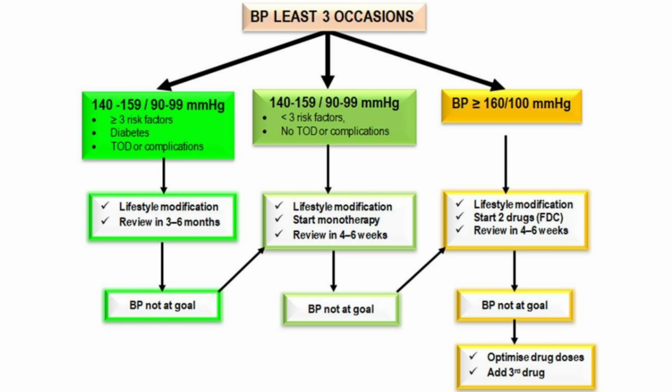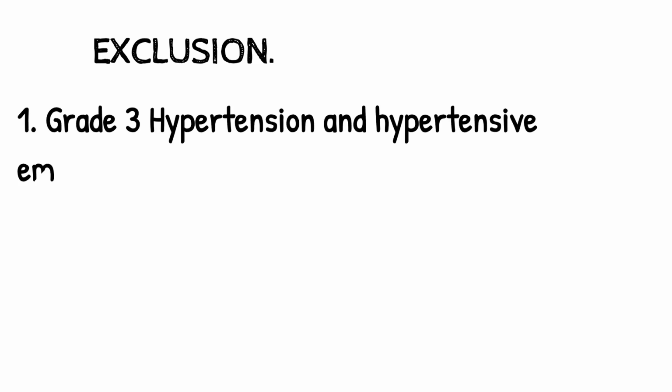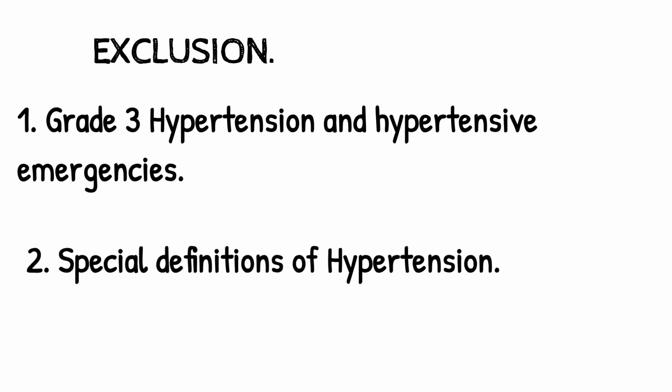Grade 2 hypertension is treated with lifestyle modification, 2 drugs, and the patient is reviewed in 4 to 6 weeks. If blood pressure is not at goal at review, then optimize drug treatment or add a third drug. Grade 3 hypertension and hypertensive emergencies and also special definitions of hypertension are not included in this video. A follow-up video will discuss these topics.